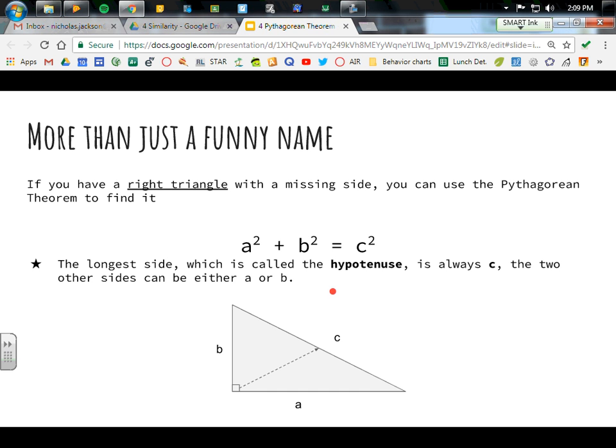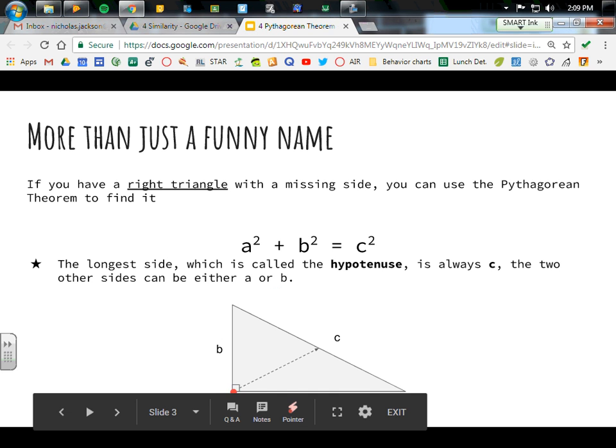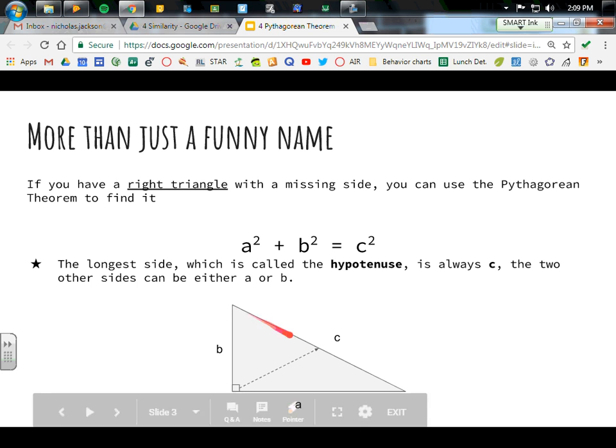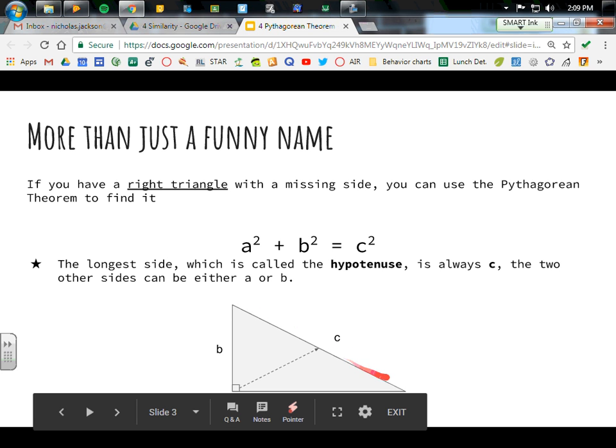Those variables a, b, and c stand for specific sides of your right triangle. Now, A and B can be interchangeable. They can be either of the two legs here, the sides that connect at the 90-degree angle, but C is always your hypotenuse. The hypotenuse is the longest side in your right triangle, and it is always opposite your 90-degree angle.